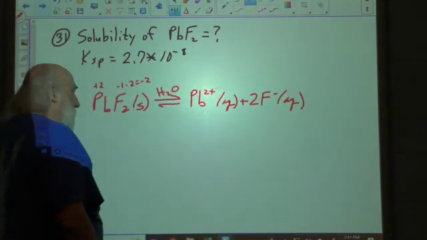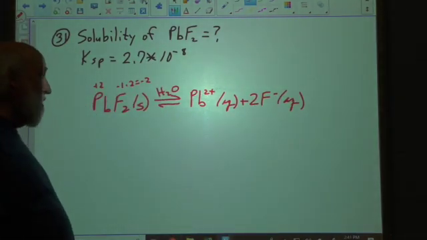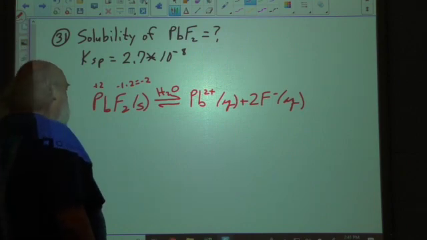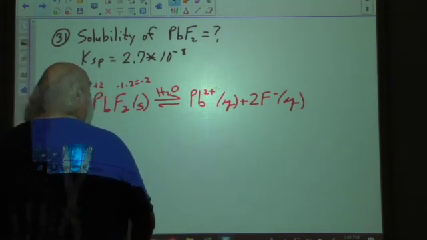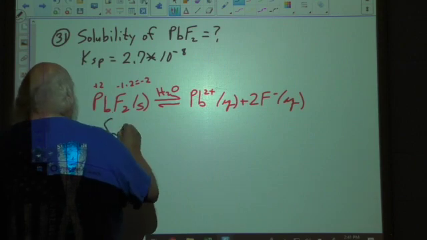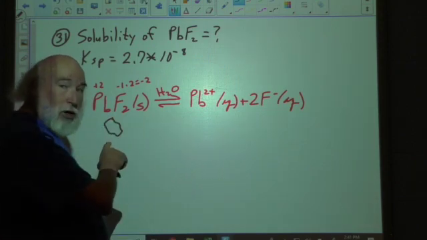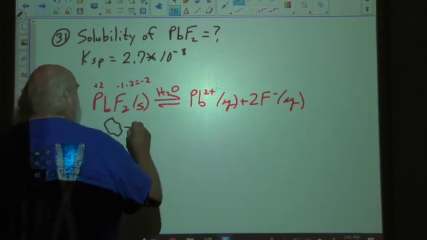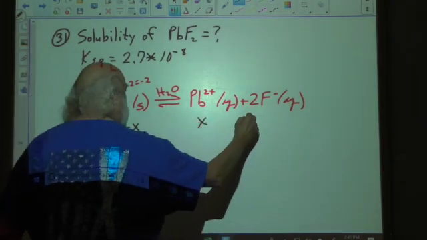Fluorine is diatomic as an atom, but not as an ion. So you have to put the 2 in front. Okay? So we got a chunk of this stuff, international symbol for chunk, by the way. Minus X here, and 2X here.